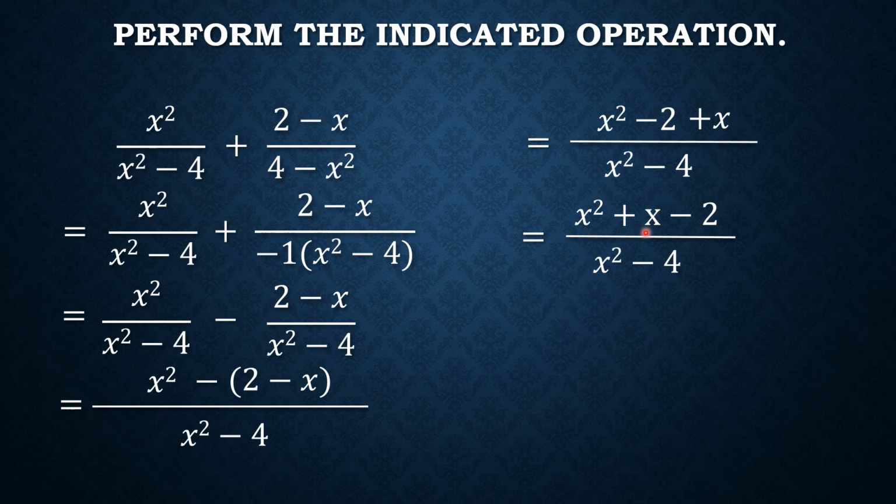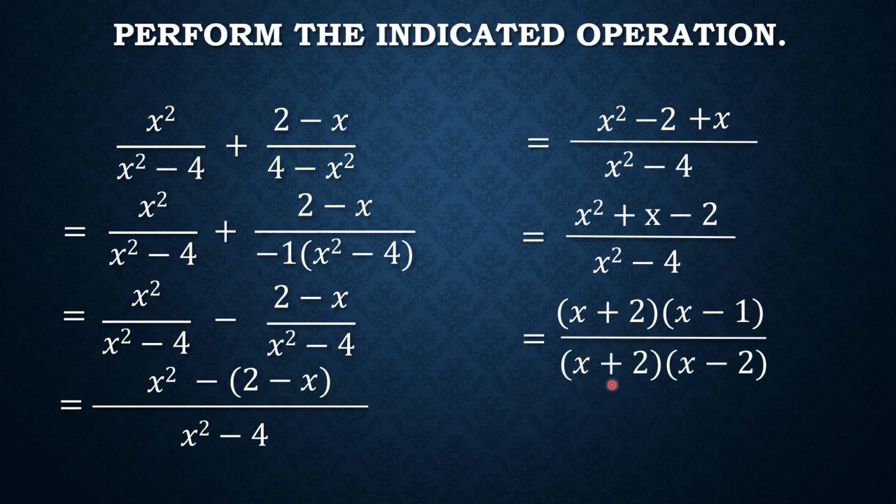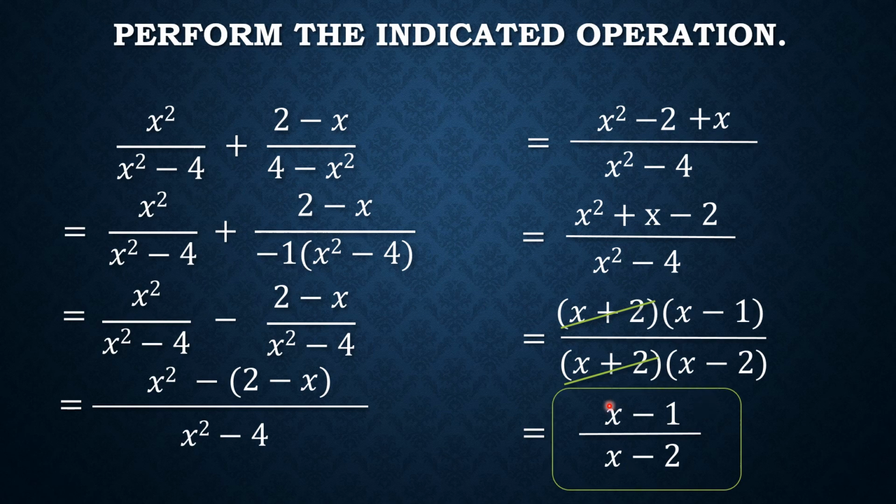Now, proceed by simplifying if there is a common factor. So factor natin si numerator and denominator and we get x plus 2 times x minus 1 sa numerator and x plus 2 and x minus 2 sa ating denominator. So notice that x plus 2 is a common factor, so we get to cancel them. And so we have x minus 1 all over x minus 2 as our final answer.